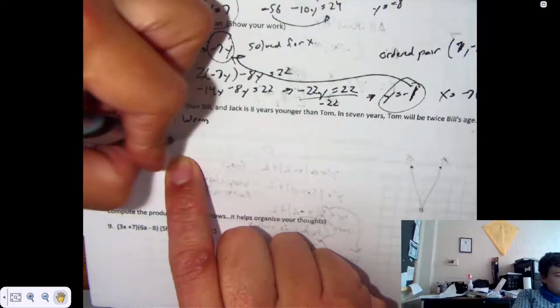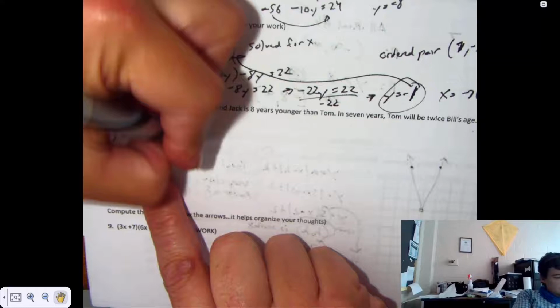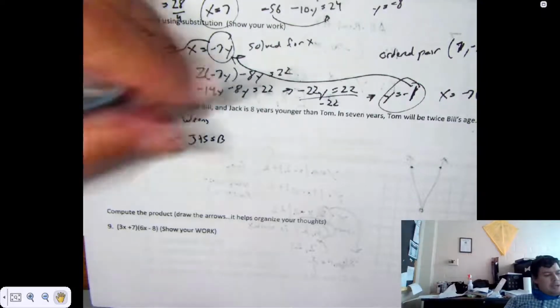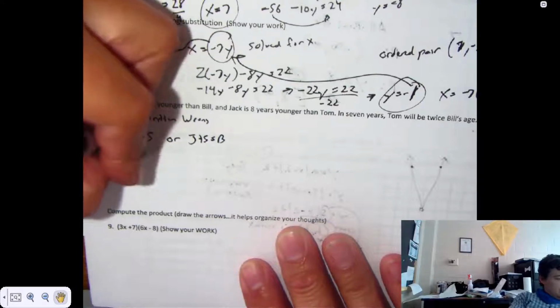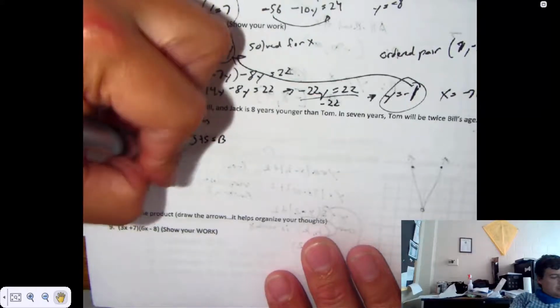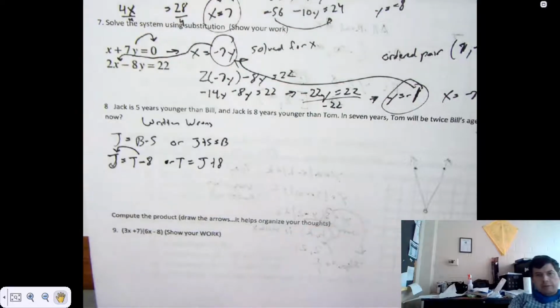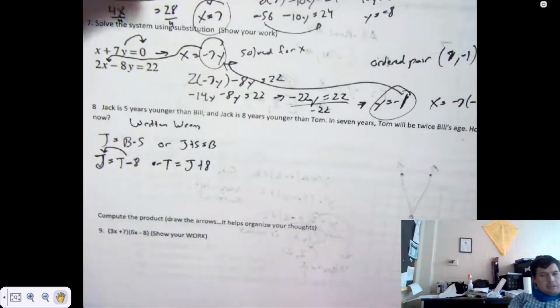Now, another way of saying that is you could add 5 to Jack. If Jack was 5, well, you just add 5 and you'd have Bill. Jack is 8 years younger than Tom. So Jack is Tom minus 8. Well, conversely, you just say that Tom is Jack plus 8, because you can just rewrite that in terms of Tom. Now, you've only really written 2 equations because these are identical things. This one and this one are the same. It's the next one that throws kids off.